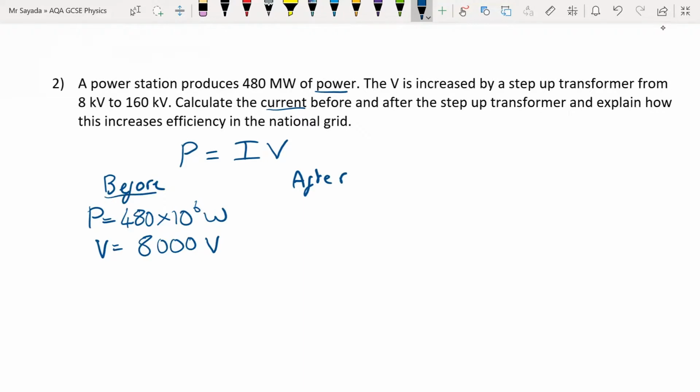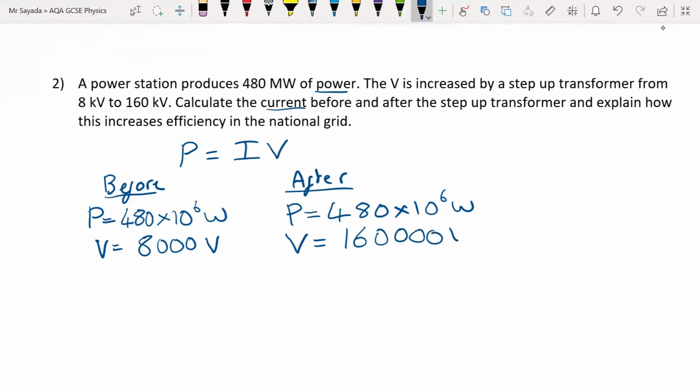Now let's do after. What is the power after? Say your answer to the video now. Well, the power is still 480 times 10 to the 6 watts. That doesn't change. The power that's been made in the power station is transferred to the homes through the national grid, so we still got that same power. But what is the voltage now? Please give it to me in standard units. Say your answer to the video now. You should have said 160,000 volts because we need to change the kilovolts into volts.